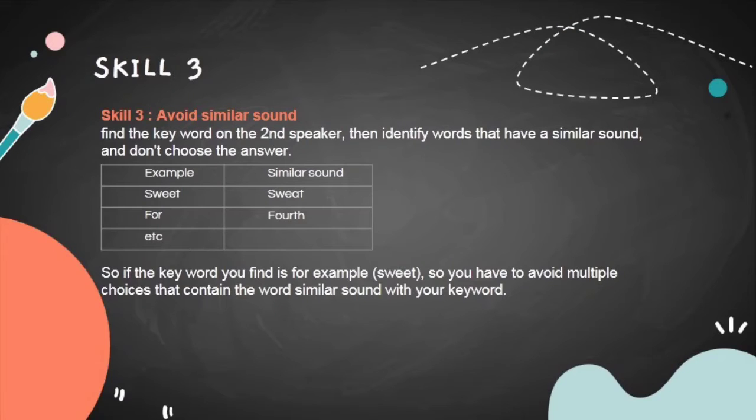And next, skill number 3. Avoid similar sounds. On this skill, find the keyword in the second speaker's line, then identify words that have similar sounds. And it is important: don't choose that answer. For example, sweet and fort have similar sounds with fort and others. So if the keyword you find is, for example, sweet, you have to avoid multiple choices that contain a word with a similar sound to your keyword.